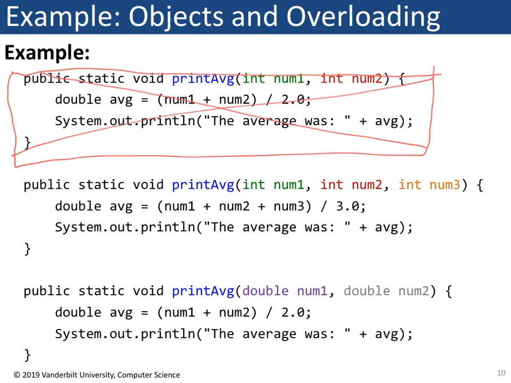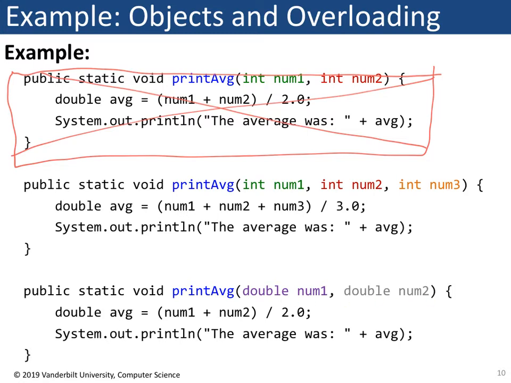Why? Because these 2 methods alone will accomplish all 3 methods' functionality. So this method will implement 3 integer averaging. This method implements 2 double averaging.